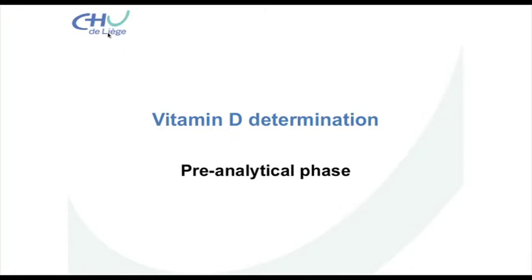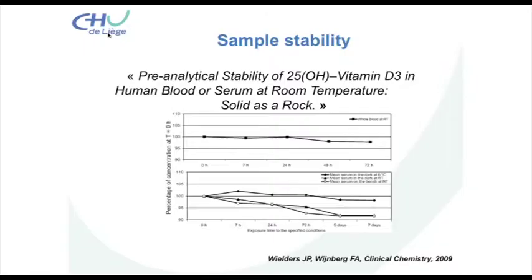In the pre-analytical phase, vitamin D is very stable in your blood. When you take a blood sample from a patient, you can leave it like that for many hours. There is no degradation of vitamin D. It's very, very stable. You can leave it at room temperature for many days, and there will be no decrease in the 25-hydroxy levels.